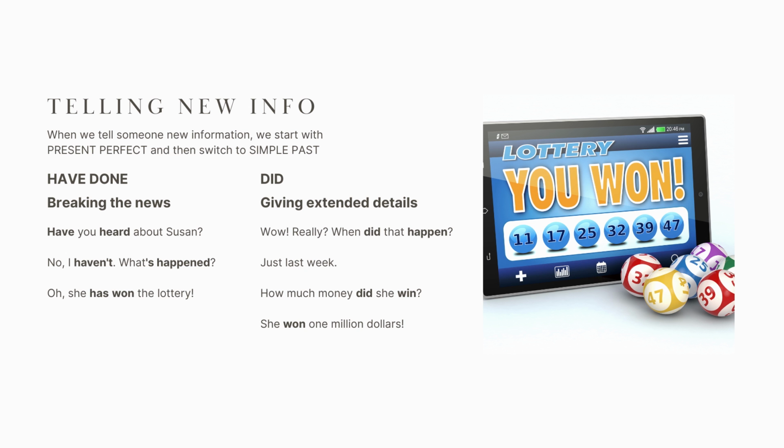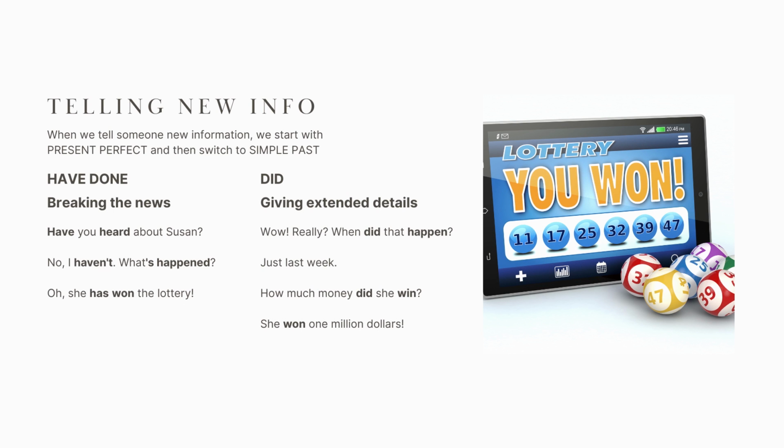Now, this is the tricky part. After that, we switch to the past simple. And the rest of the conversation, the details, is all in the past simple. So we say, wow, really? When did that happen? Just last week. How much money did she win? Oh, she won $1 million. The rest of the conversation is simple past. When did that happen? How much money did she win? She won $1 million.